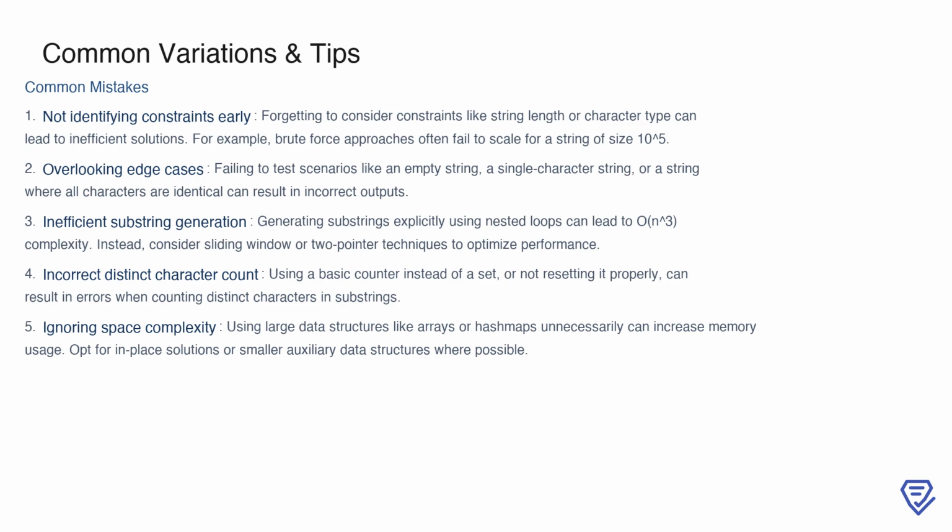Additionally, errors can arise from incorrectly counting distinct characters. For instance, using a basic counter instead of a set, or failing to reset it properly, might lead to incorrect results. Finally, ignoring space complexity is a mistake to avoid. Using large data structures like arrays or hash maps unnecessarily can increase memory usage, so it's better to opt for in-place solutions or smaller auxiliary structures whenever possible.